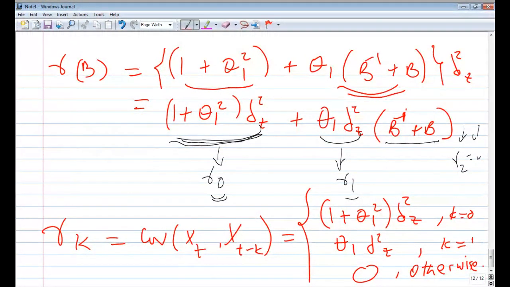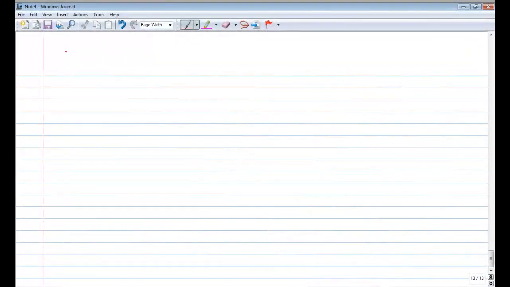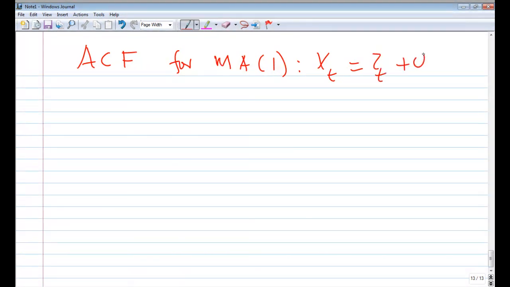Now we have calculated the autocovariances. Now we just want to calculate the autocorrelation functions for the moving average of order 1, which is xt equal to zt plus theta 1 zt minus 1. This one is very simple. Immediately after getting the autocovariances, it's simple to get the autocorrelation functions.